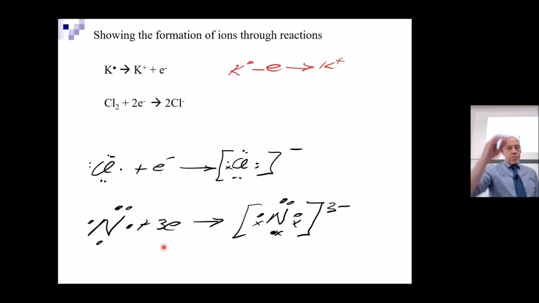Here's a couple of examples showing the formation of ions through reactions. So here's the formation of a positive ion. Potassium atom becomes a potassium ion when it loses an electron. Why do I put a plus there if it loses the electron? No, that plus there doesn't mean it's become positive. This plus here means it's become positive. Because sometimes guys want to put a minus there because it's lost the electron.